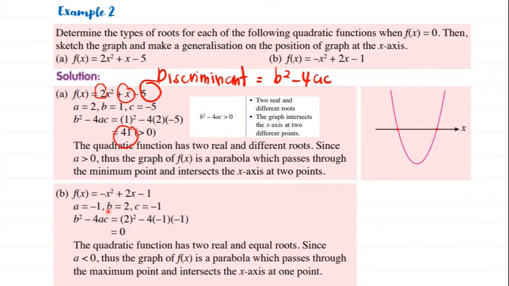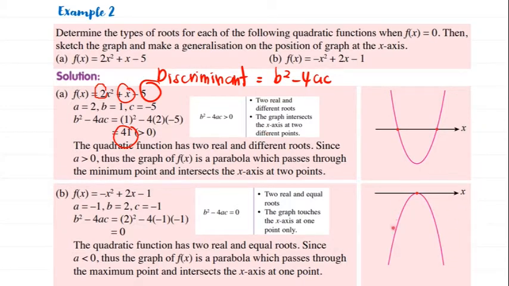Okay, second example for b. We can see that the value of a is equal to -1, b is 2, and lastly c is -1. We put into the formula of the discriminant, and then we get 0. So discriminant equal to 0, please refer to the previous slide, means two real and equal roots, and the graph will touch the x-axis at only one point. So the quadratic function has two real and equal roots. Since a is less than 0, the graph must be a sad graph with a maximum point and will intersect the x-axis at only one point. Okay, so this is the graph. A sad graph, and it intersects the x-axis at only one point. This is the two equal roots here.